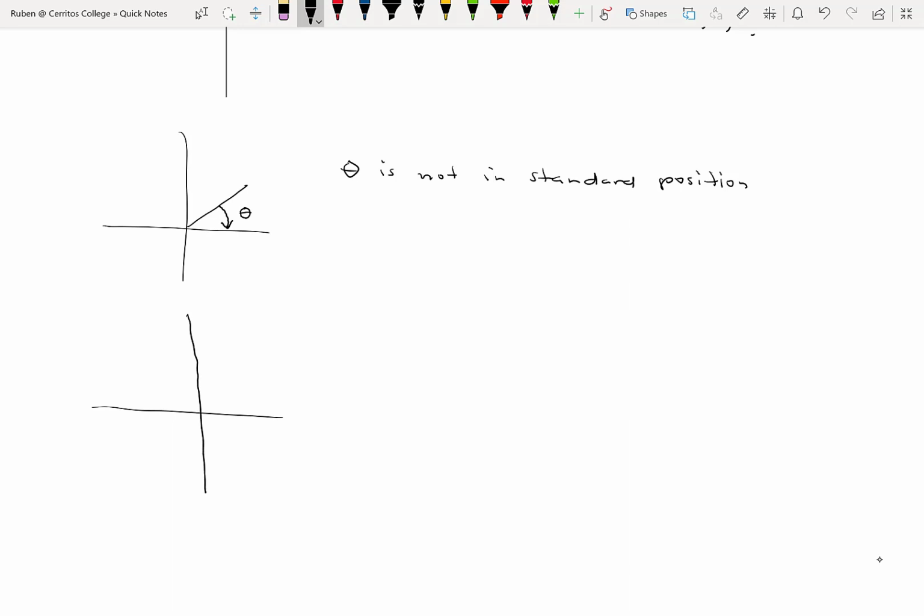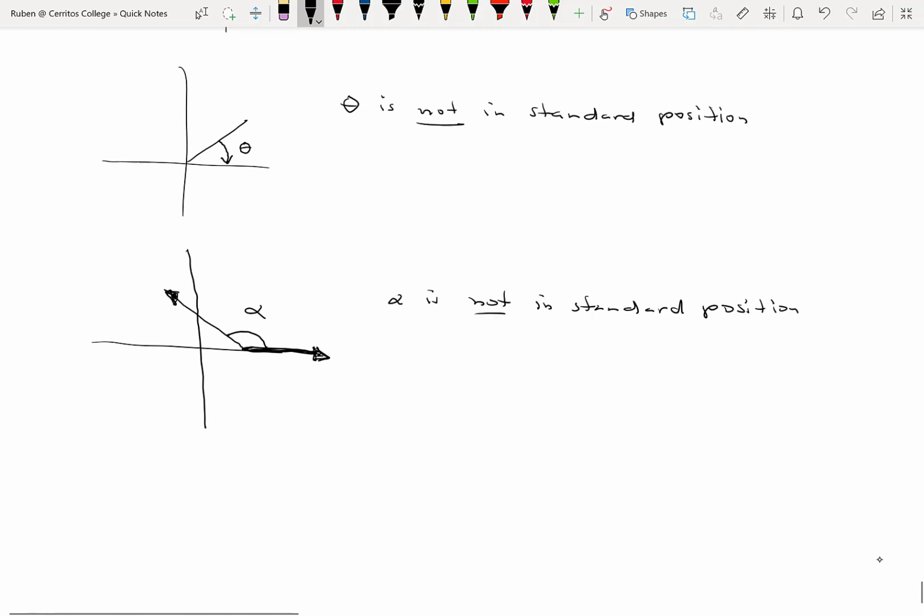So here's another one. Suppose our angle is this angle. Oops, that didn't turn out real nice. Let me do this better. Suppose we have an angle pictured here. So here's the initial side, here's the terminal side, and here's our angle, let's say alpha. Alpha is also not in standard position. Just like theta was, alpha is not in standard position. An angle is in standard position if its initial side is along the positive x-axis, and this initial side is along the positive x-axis for alpha, but its vertex is not at the origin. The vertex is at some positive x value along the x-axis.